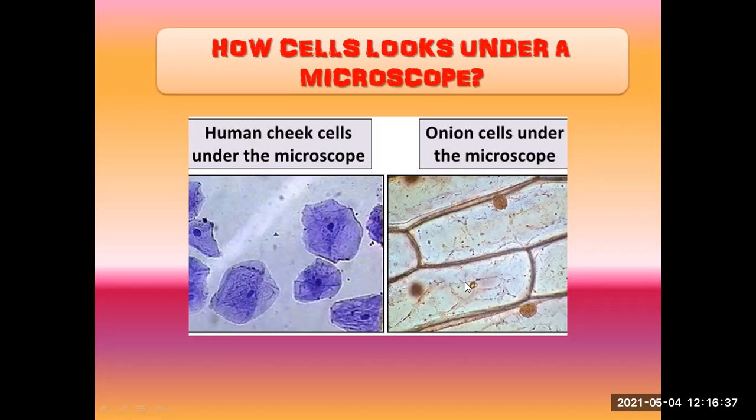The second image is of onion peel. We have to remove the peel of onion and observe it under the microscope. So different cells will have different structures, and when it is observed under the microscope, it will give us only the basic structures, not the entire thing. There are many things in a cell, but only the basic structures are visible under a microscope. As I have told you earlier, the first one is plasma membrane, second is cytoplasm, and the third is nucleus.